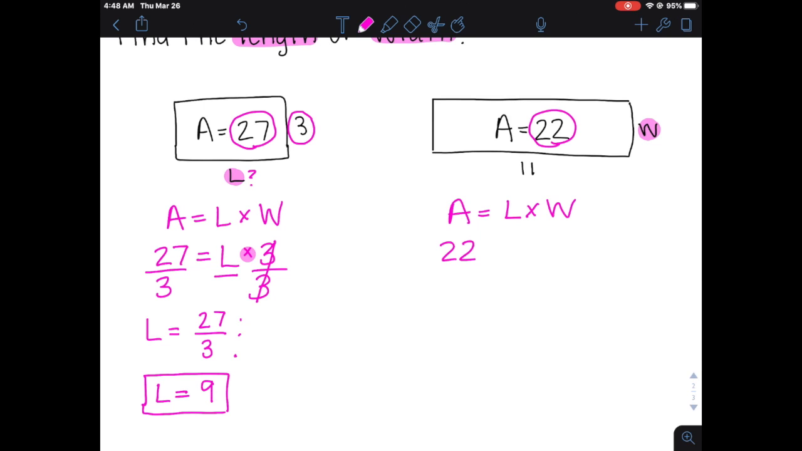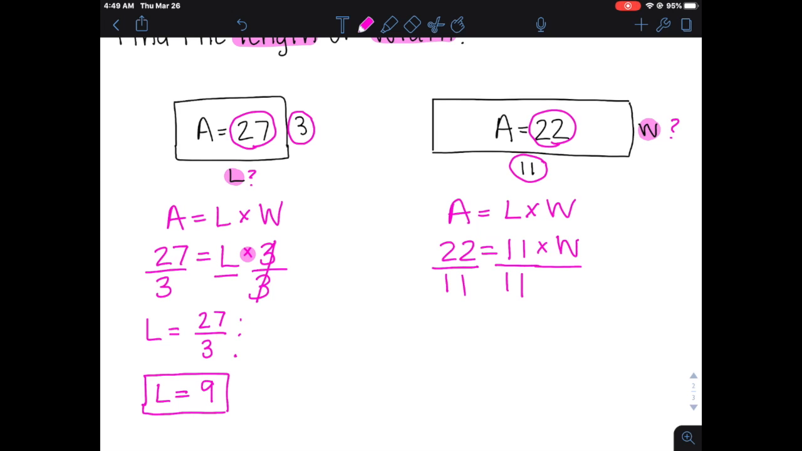We know the area is 22, so A equals 22. And this time we know our length, which is 11, times we do not know our width, so we keep our variable. Again, to move things from one side of the equal sign to the other, I do the opposite operation. We're trying to get W by itself, so I need to do the opposite of multiplying by 11. The opposite of multiplying by 11 is dividing by 11.